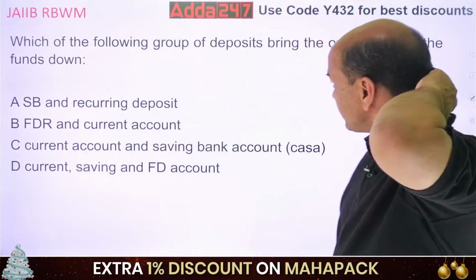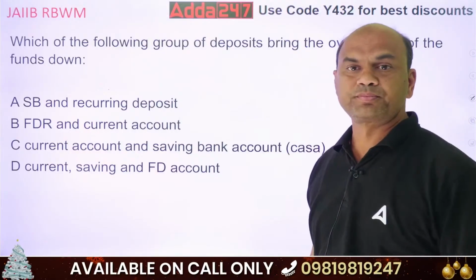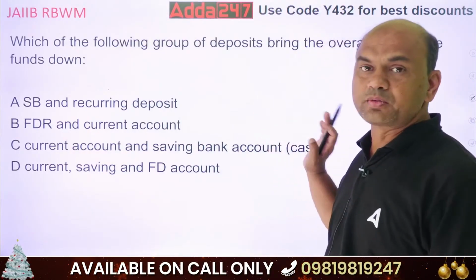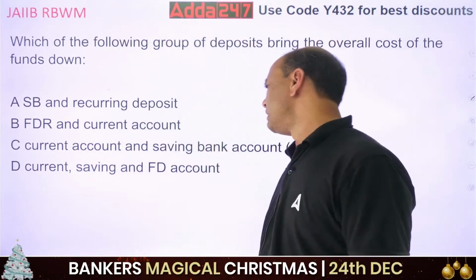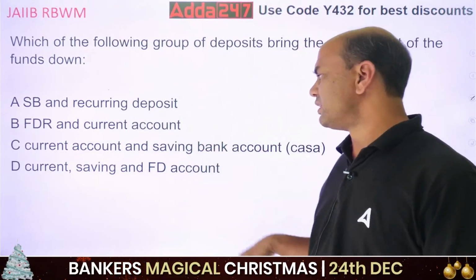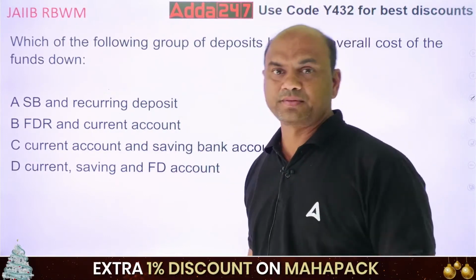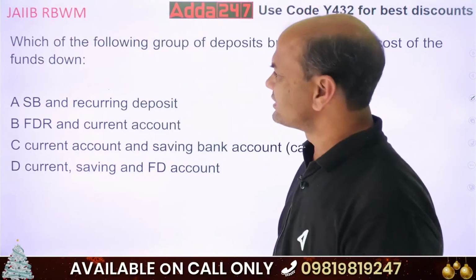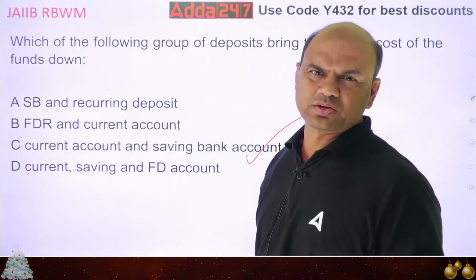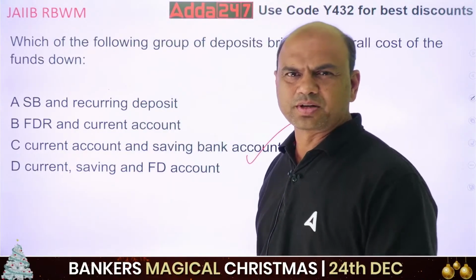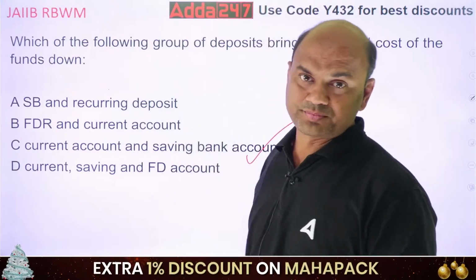Got it? Next one. Which of the following group of deposits brings the overall cost of the funds down? So overall cost will be down by which account? SB and recurring, FDR current, current and saving CASA, current saving and FD. Who will bring the overall cost down of your bank? Simple one. Yes, the answer is CASA, isn't it? Current account is 0 and saving is hardly 2.5% somewhere. So this will bring the overall cost of your bank down.